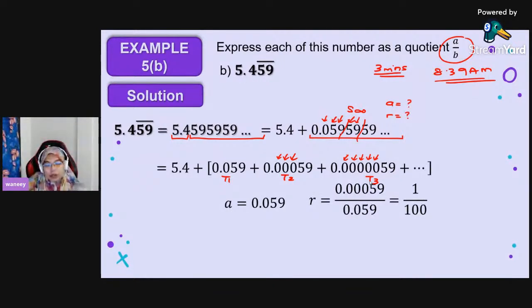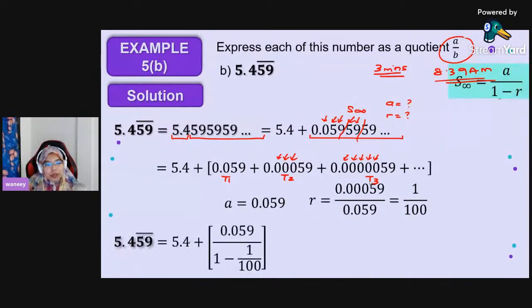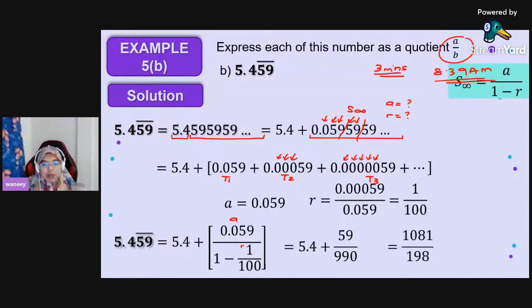So substitute into the formula for S infinity. So 5.459 with a bar is 5.4 plus A over 1 minus R. When you substitute the value of A and the value of R, you are supposed to get the fraction, which is 5.4 plus 59 over 990, and that will give you 1081 over 198.